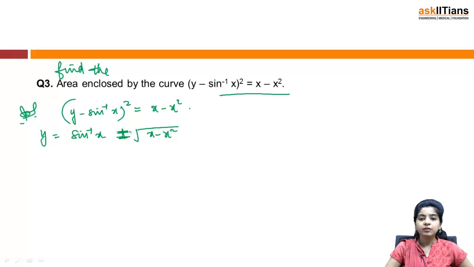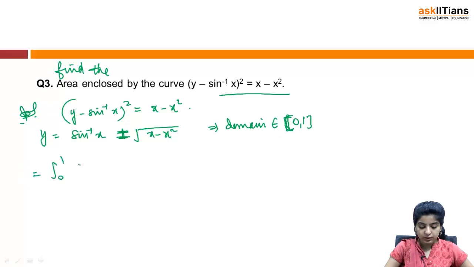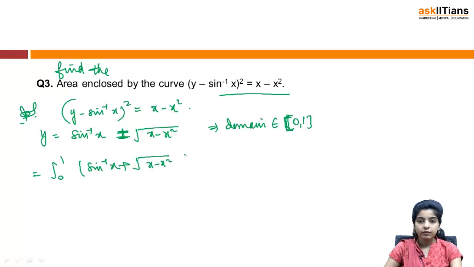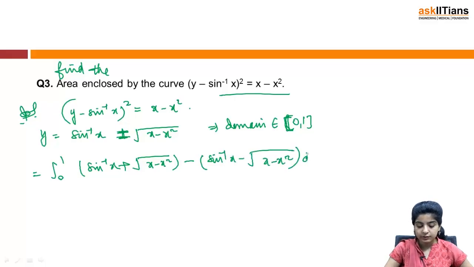Y is sine inverse x plus minus under root x minus x square. So first of all, domain from this we can judge will belong to 0 1, right? Then this is equal to 0 to 1 sine inverse x plus under root x minus x square. First of all, we will have this minus of sine inverse x minus under root x minus x square dx.